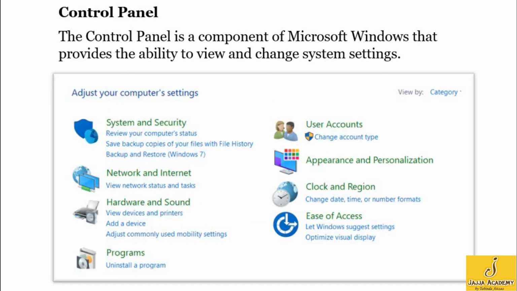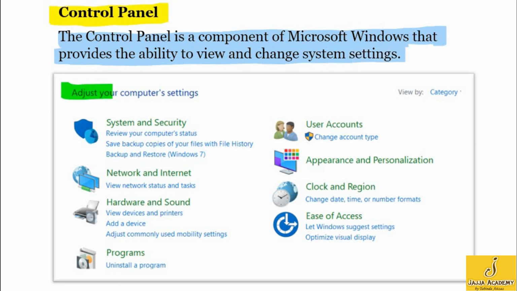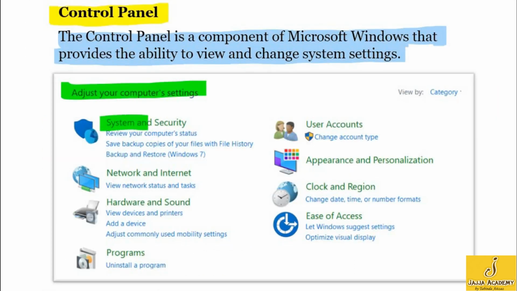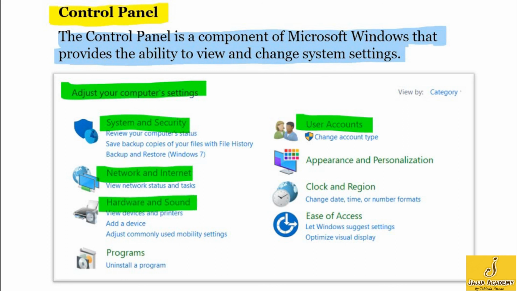The next and very important object is control panel. The control panel is a component of Microsoft Windows that provides the ability to view and change system settings. This is a snapshot of control panel from where you can adjust your computer's settings. Settings like system and security settings, user accounts, network and internet settings, hardware and sound settings, install or uninstall programs, set date and time, and so on. All administrative tools are available in control panel.